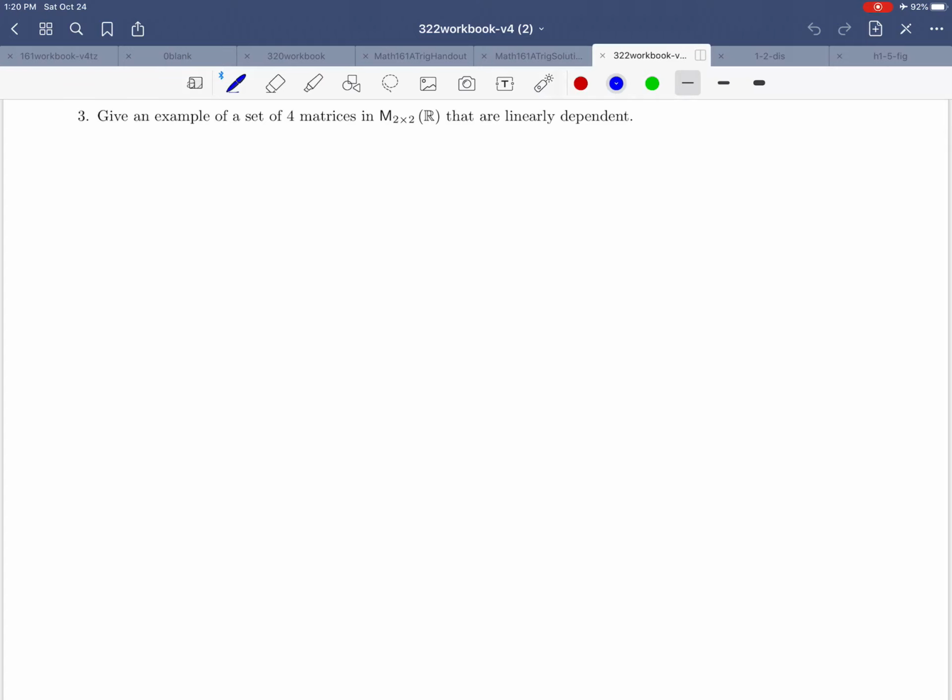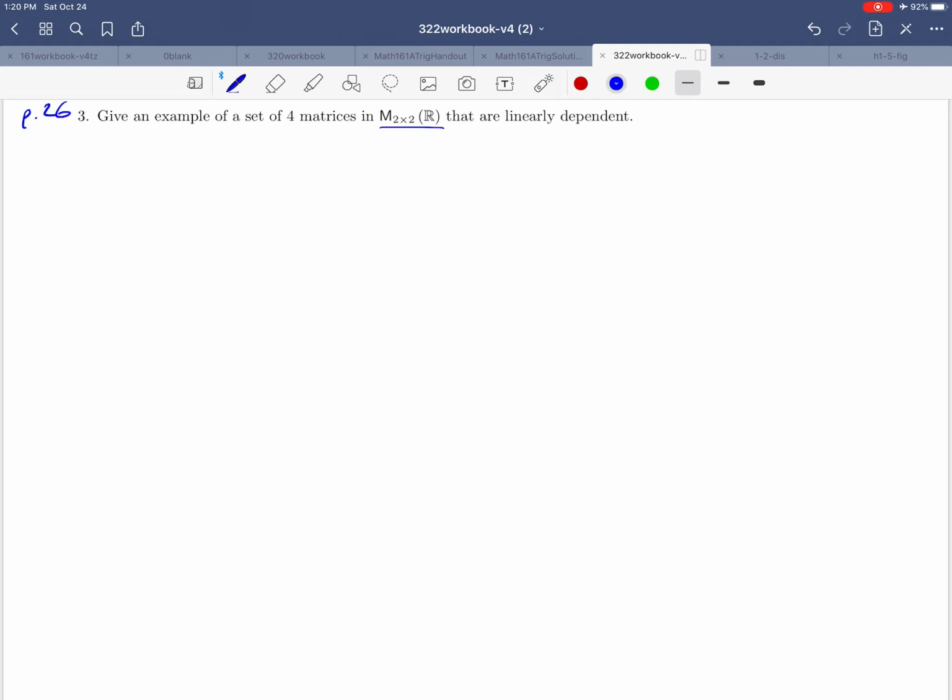Hello everybody and welcome to page 26 of the workbook. So we are going to be looking at exercise 3 in this video. So let's read this together. It would like us to give an example of a set of four matrices in M 2 by 2 of R that are linearly dependent. Remember, this notation just means the set of all 2 by 2 matrices.